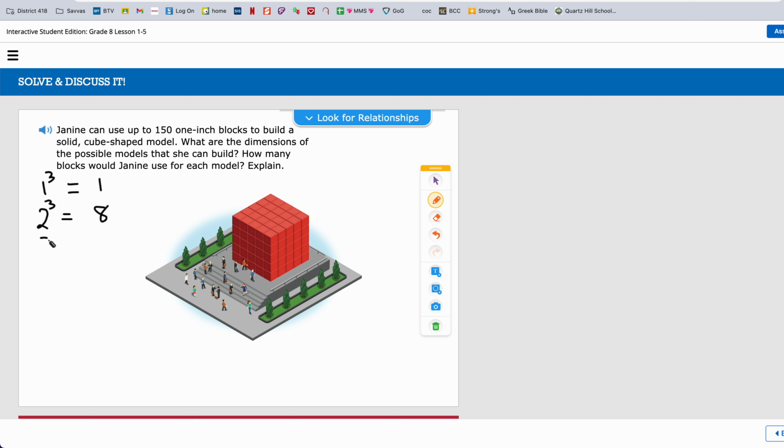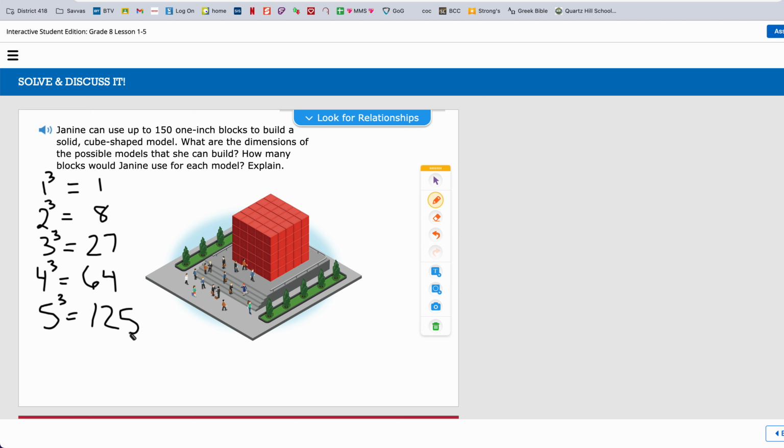And she could do 3 cubed. How many blocks does she need for that? 27, getting a little more complex, a little more difficult to build, but she could do that. What about the next one? She could do 4 cubed. That would take 64 blocks. And then what about the next one? 5 cubed is 125 blocks. She's got enough to do that.